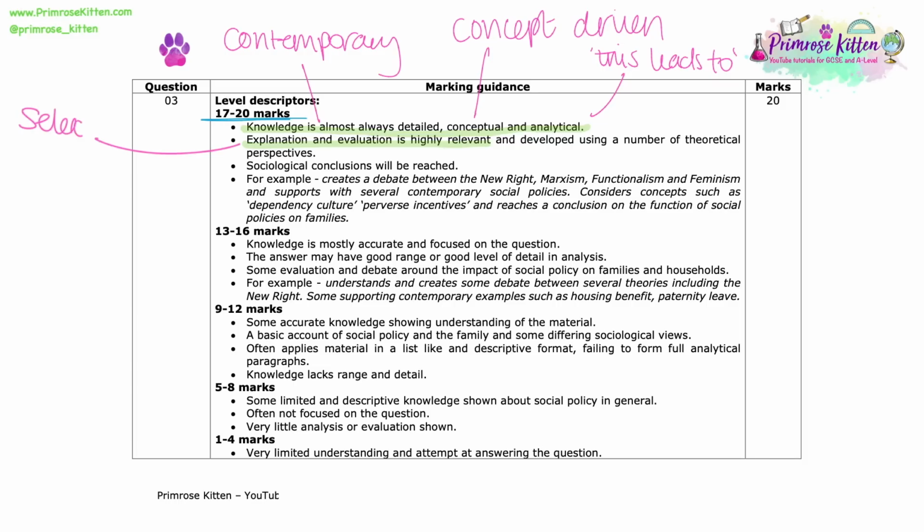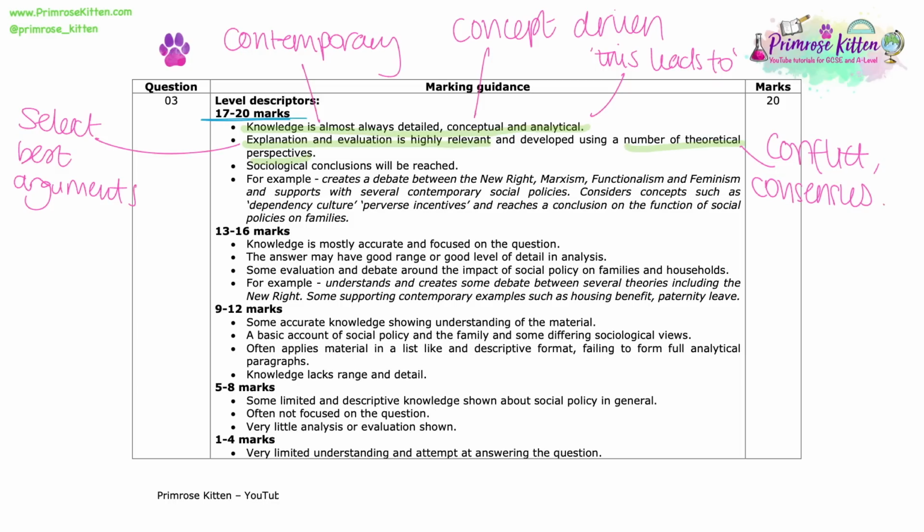But in that 17 to 20 mark level descriptor, you are going to ensure that you have selected the best, most relevant explanation. And exactly the same for your evaluation as well. You're going to select that carefully so you are avoiding general criticisms from one theory to another. You are making sure your evaluation directly addresses the point that you have made. And you can see also there using a number of theoretical perspectives. So you would want to be addressing conflict versus consensus, structural versus bottom-up approaches to make sure you've got the breadth of perspectives there too.